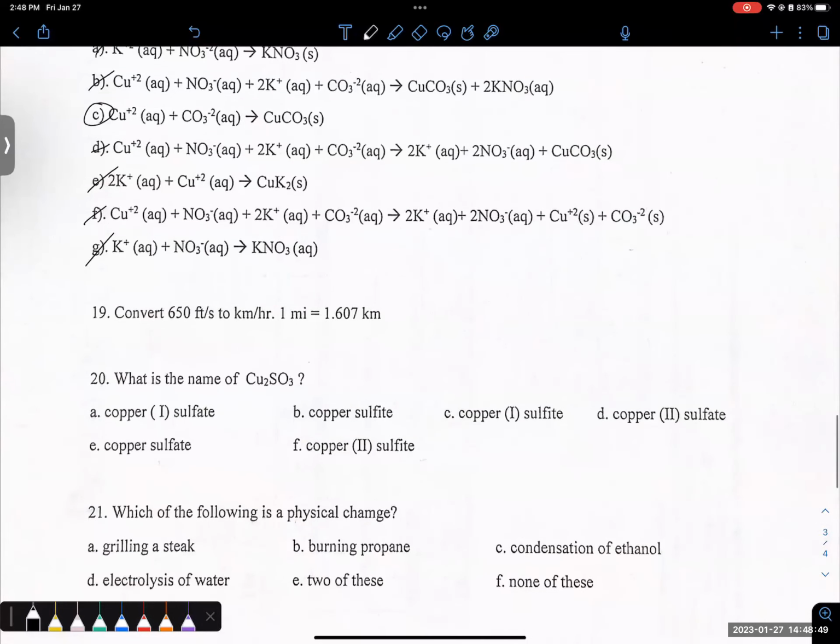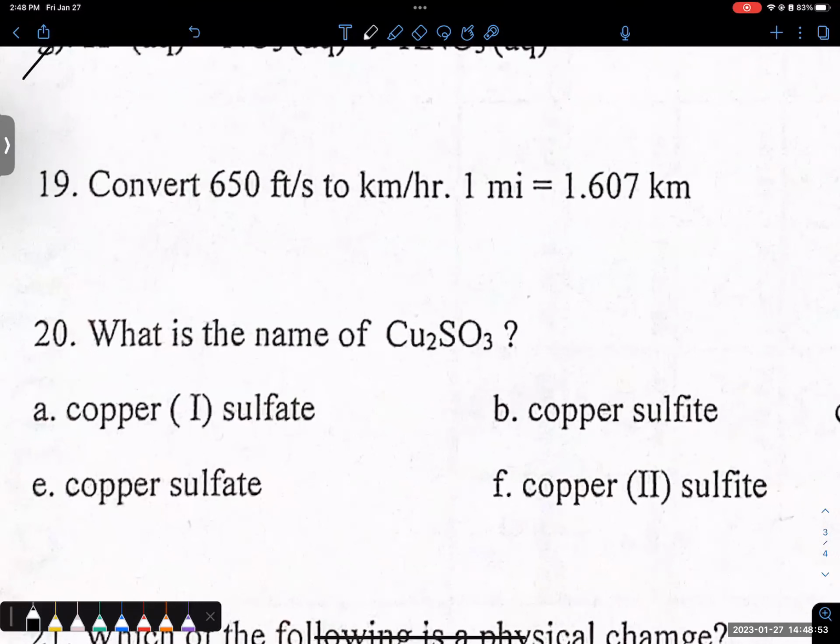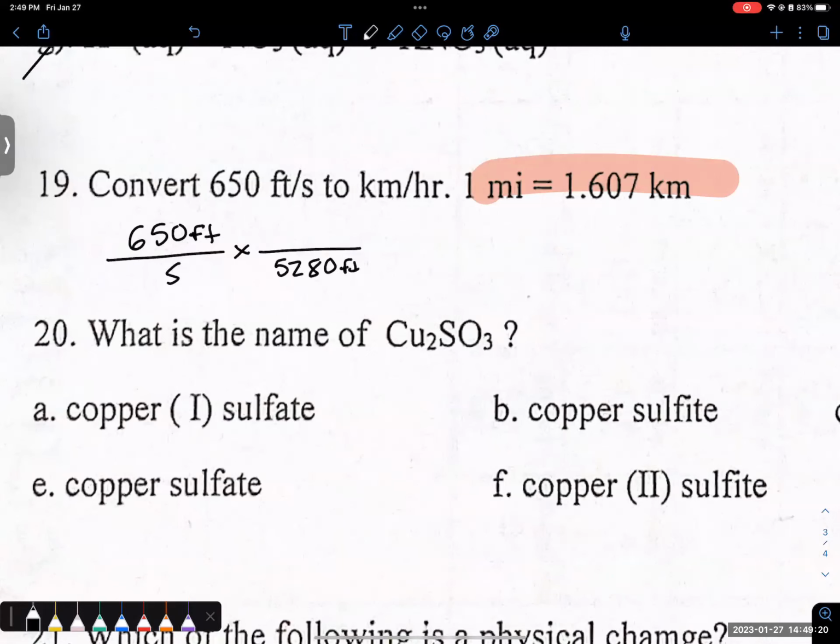Number 19 is a freebie if you just know basic dimensional analysis. Start with what we're given. So 650 feet per second. It says it wants kilometers per hour, but it gives us a conversion factor from miles to kilometers. So what we need to do first is get to miles. So we know that there's 5,280 feet in 1 mile.